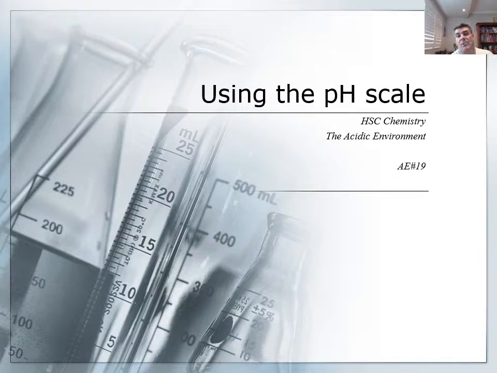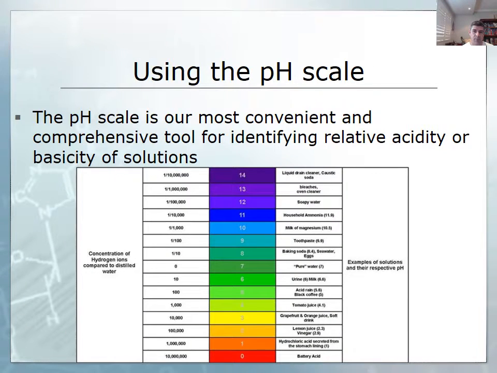Hi guys, and welcome to another video in the HSC Chemistry series, this one from the acidic environment. We're going to focus on using the pH scale. The pH scale is something that we talked about right from the beginning of this topic when we were looking at indicators and their uses. It's a very convenient scale because it allows us to plot a range of different acidic, neutral and basic solutions on a logarithmic scale.